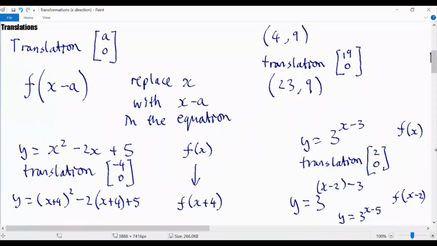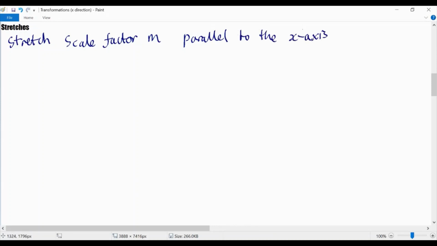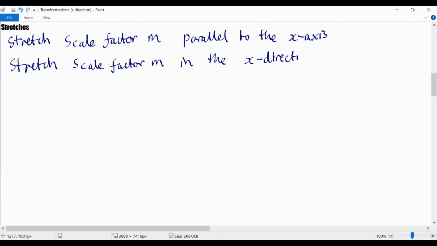Okay, now moving on to stretches. This time, similar to before, the wording has to be careful. We write it as a stretch scale factor, and we could use a different letter. Let's use the letter m: scale factor m, parallel to the x-axis is one option. Or a stretch scale factor, again we could use m, in the x direction. So those are the two possible wordings. Again, avoid saying in the x-axis when we're talking about stretches.